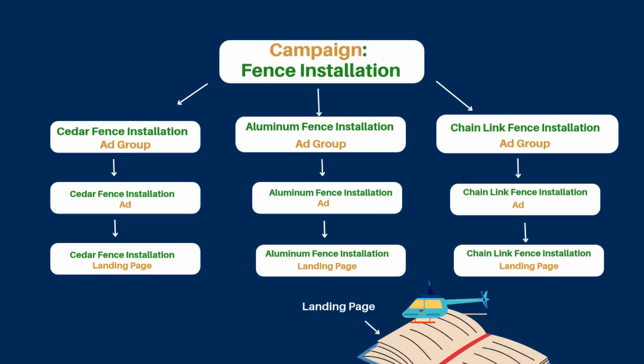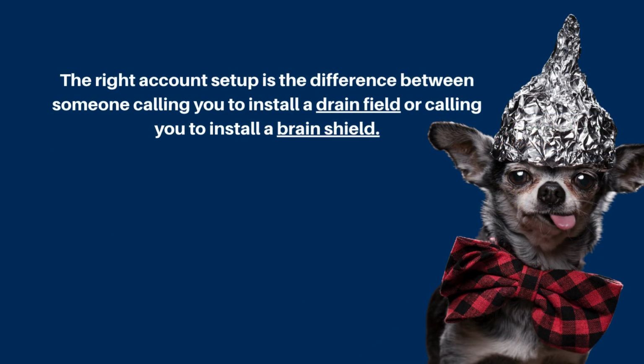Let's say you're a fence company. One ad group might be for cedar fence installation, another aluminum fence installation, and yet still another for chain link fence installation. Each group has its own ad copy and goes to a landing page about that specific service. That way, you're not showing an ad for chain link fences to someone who really wants a cedar fence. If your account structure is all mixed up, you're wasting money and missing good leads too.